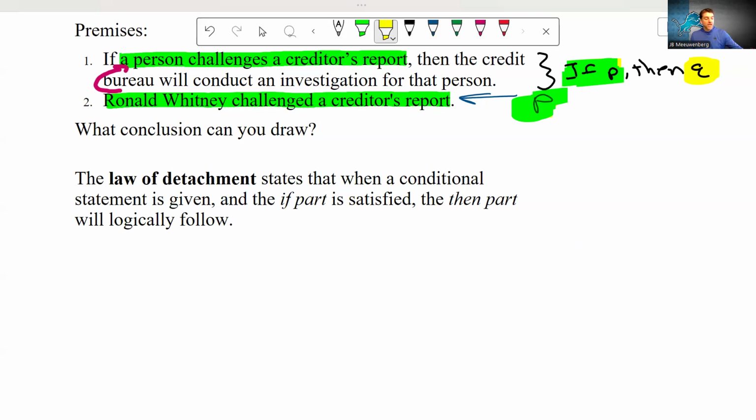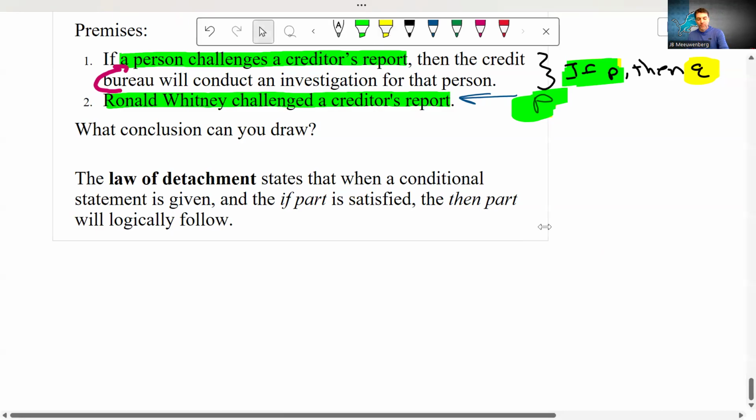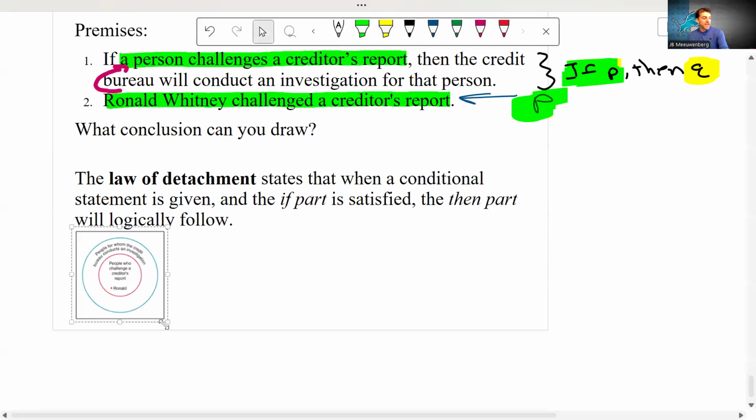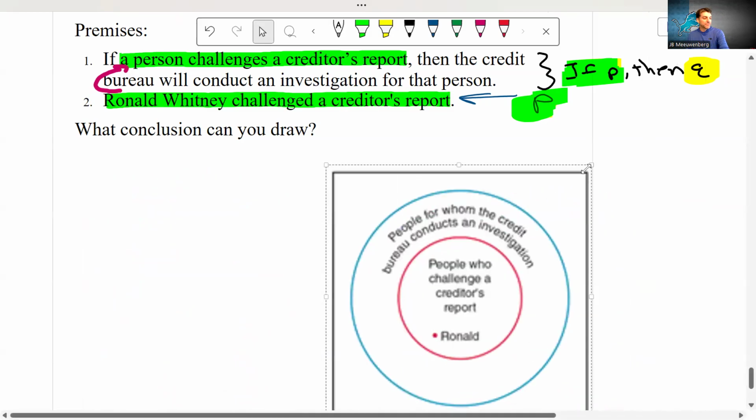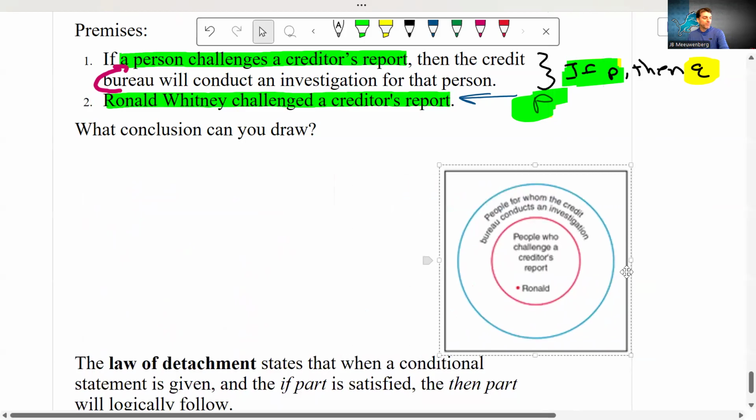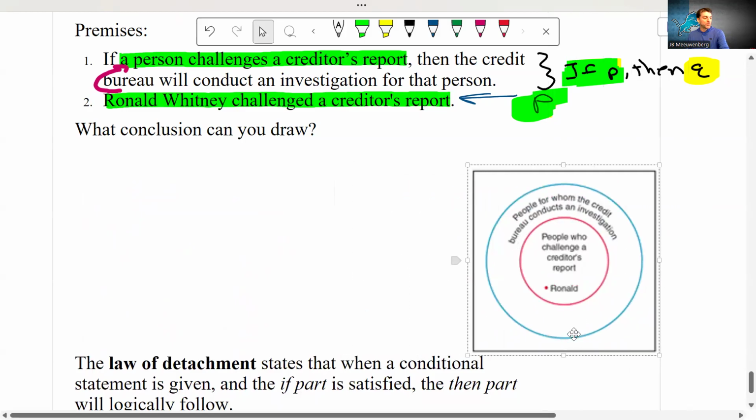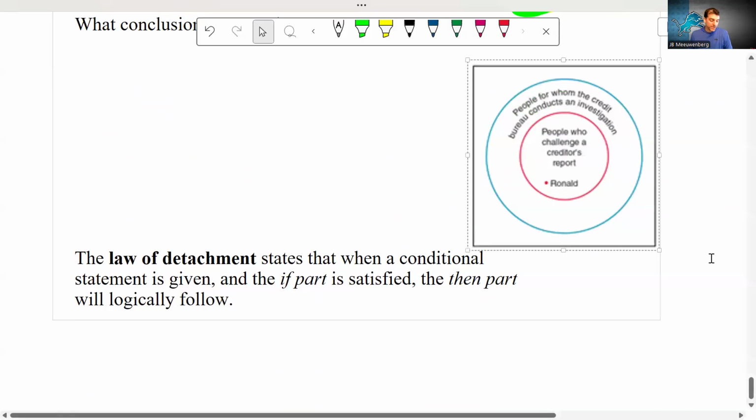That's what it says. You can also show these using Venn diagrams. Again, hopefully one of the things that you are learning is that images are powerful, right? Images allow us to see all sorts of things. And it's one of those things we want students to be able to do as well, right? We can see that the outer circle is people for whom the credit bureau conducts an investigation. Inside the red is people who challenge a creditor's report, and there's Ronald, right? Ronald did, so that means there will be an investigation.